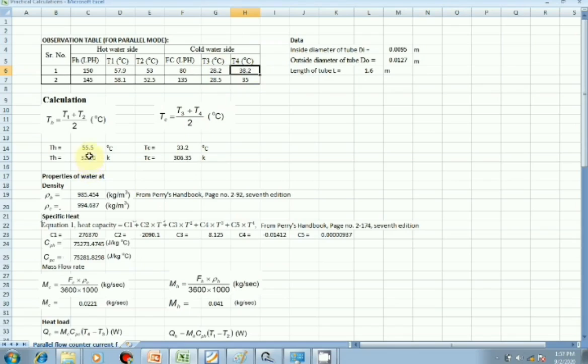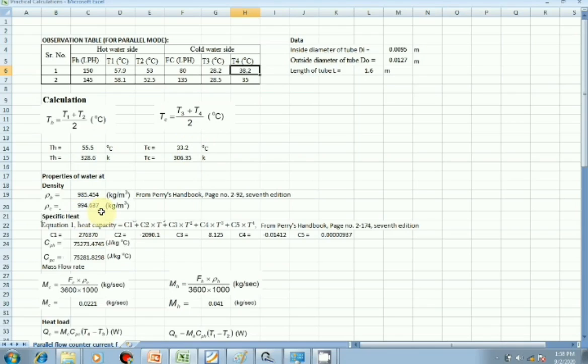Then we convert it into the unit of Kelvin. So we have simply added 273.15 to this temperature, so we are able to convert it into Kelvin. Then, with the help of Perry's Handbook, we took the values of the density. The density of the hot water at a temperature of 55 degrees Celsius we got to be 985.454 kg per meter cube. In the same way, for the cold water at a temperature of 33.2 degrees Celsius, we got a density of 994.637 kg per meter cube.